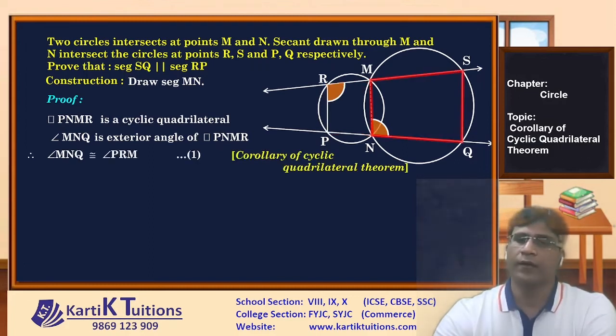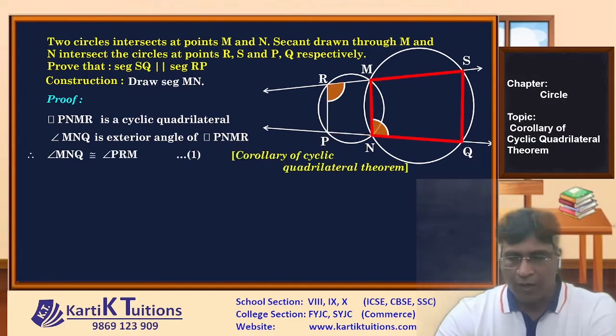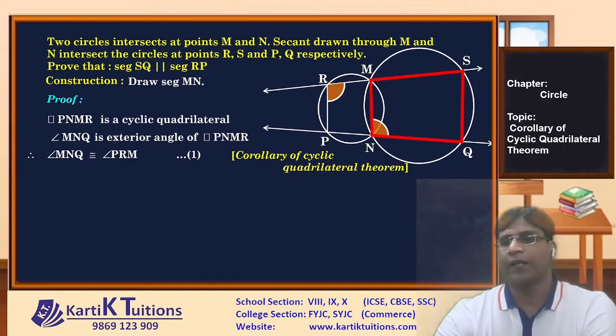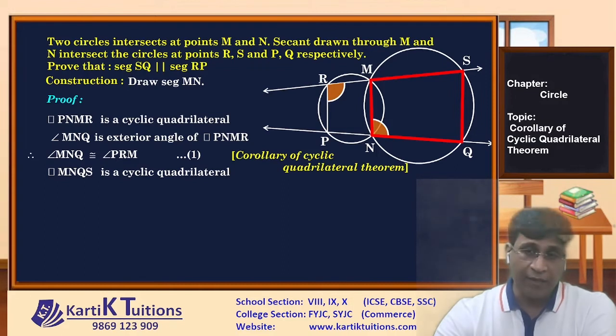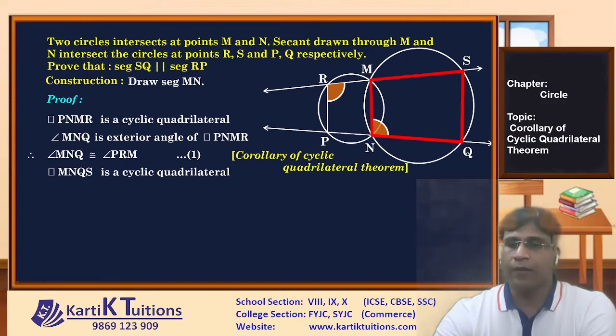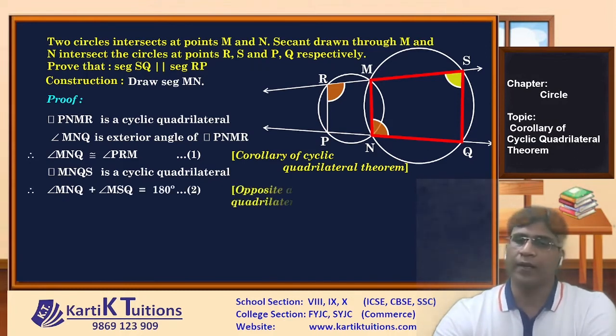Do you all agree? Now, once this is done, observe the bigger cyclic quadrilateral, that is MNQS. This is also a cyclic quadrilateral. In the cyclic quadrilateral theorem, we had discussed that opposite angles are supplementary. Now, angle MNQ and angle MSQ are opposite angles. So, they are supplementary. That means when we add these two angles, the total has to be 180 degrees.